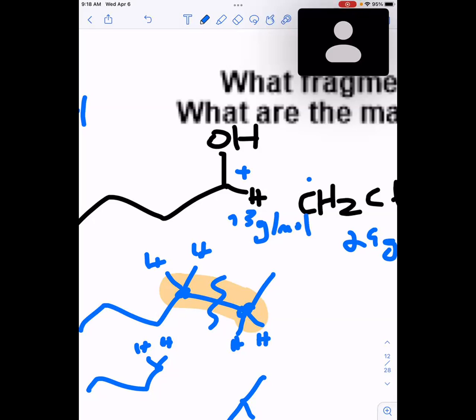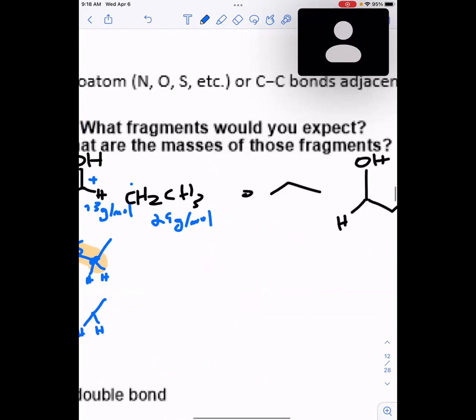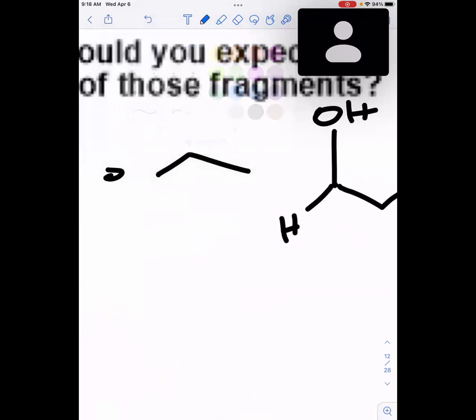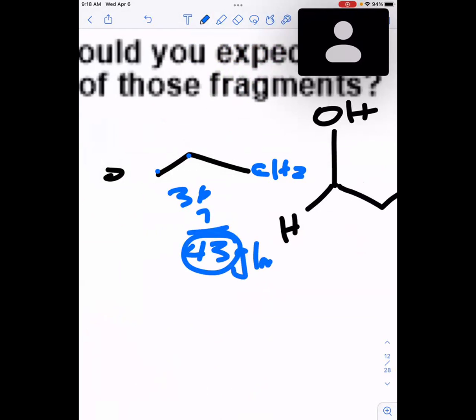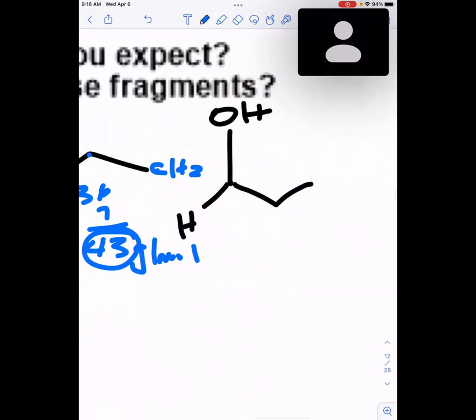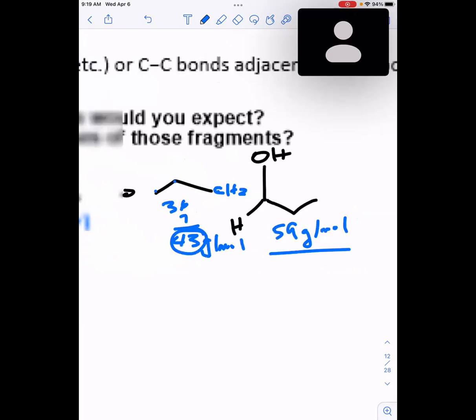So that's 73 grams per mole. And you do the same thing for the other side. This is a CH2 right here now. So that's 1, 2, 3 carbons. That's 36. And then 3, 5, 7 hydrogens. So this is 43 grams per mole. And then the other fragment would be 102 minus that, which would be, what is that? 59. 59 grams per mole. All right, any questions about that?